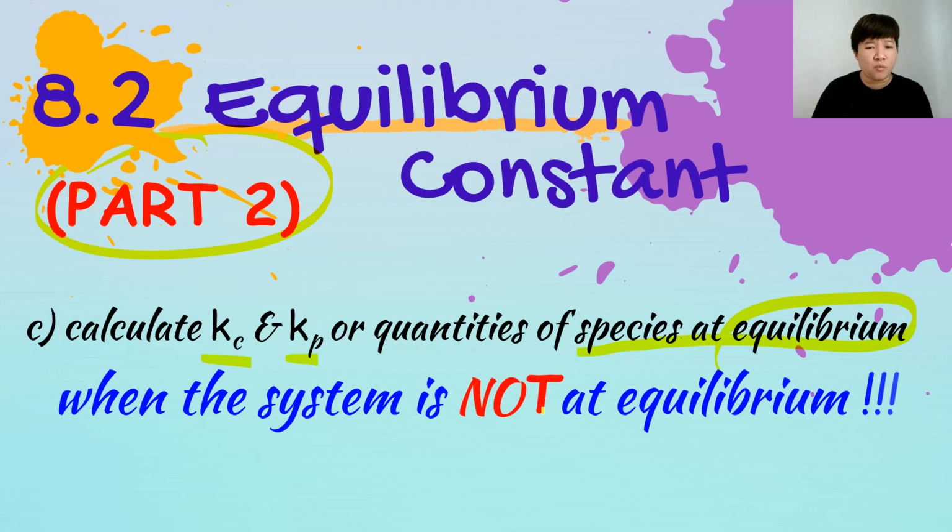But what happens when the system is not at equilibrium? What happens when the values given in the question are not at equilibrium yet? How do I find the Kc, Kp? So in this video, we'll focus on solving questions like this.